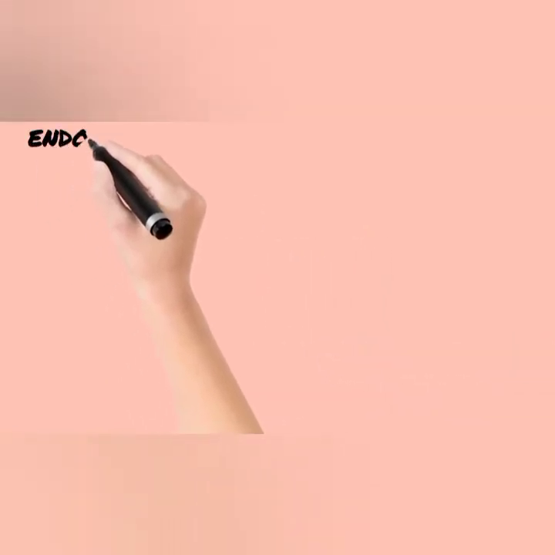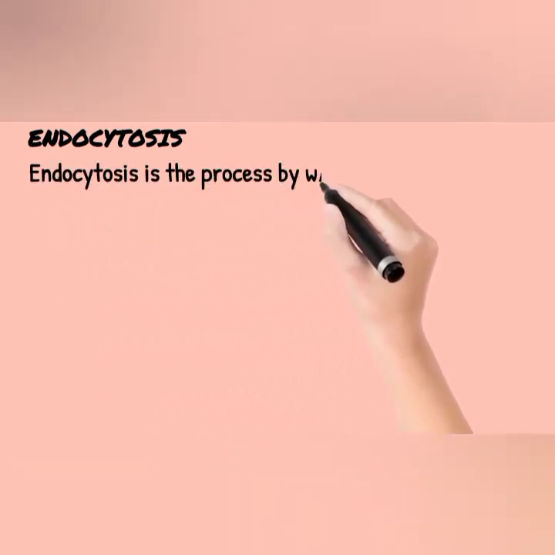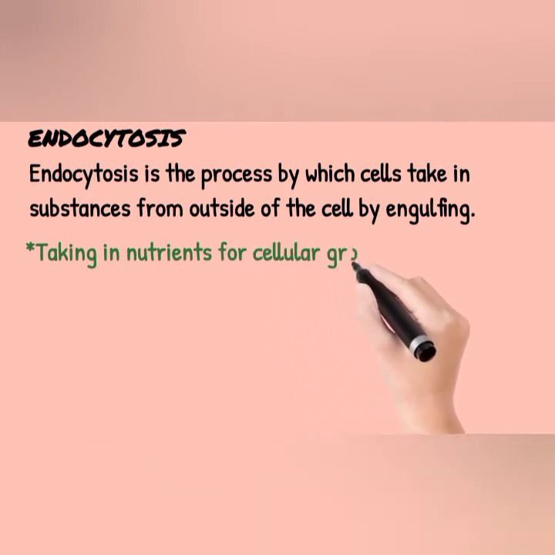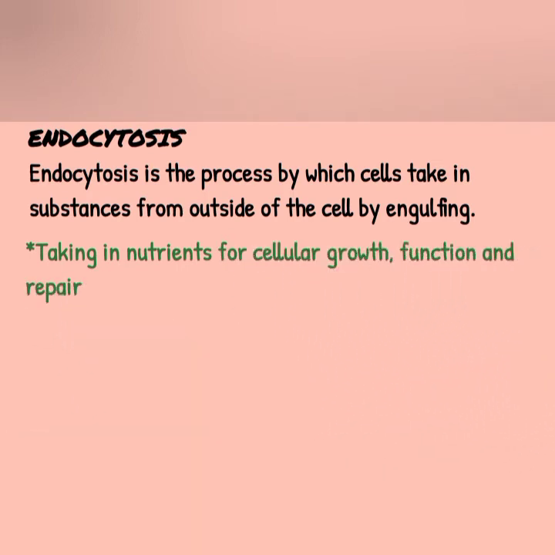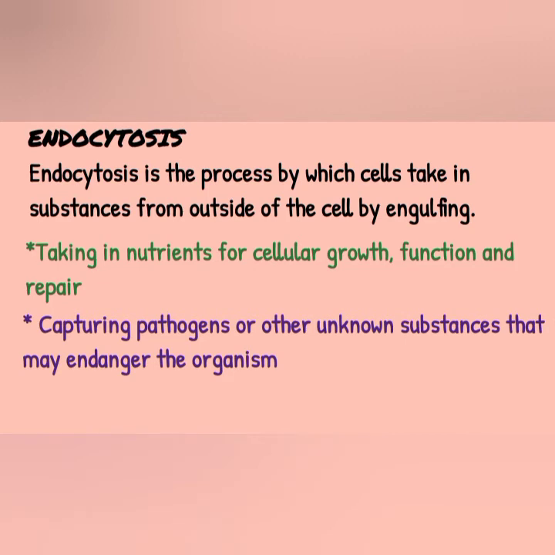Another biological activity of the plasma membrane is endocytosis. Endocytosis is the process by which cells take in substances from outside by engulfing them. So the main purposes of endocytosis are taking in nutrients for cell growth, function and repair, then capturing the pathogens or other unknown substances that may endanger the organism. This is mainly done by the immune cells. Then disposing of old or damaged cells.